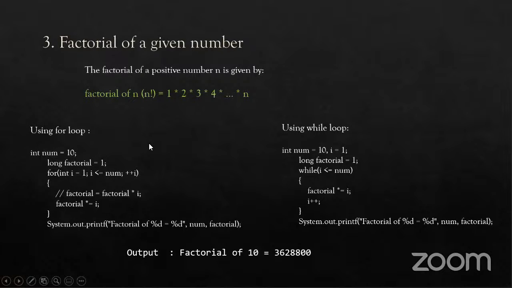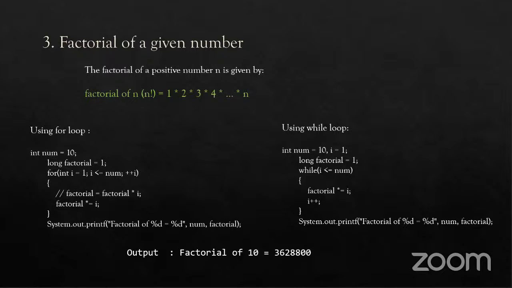So the next question is the factorial of a given number. This is also asked in most interviews. How to calculate the factorial of a number? The factorial of a positive number is 1 into 2, and so on. If it is the factorial of 2, it is 1 into 2. If it is the factorial of 5, that is 1 into 2 into 3 into 4 into 5.